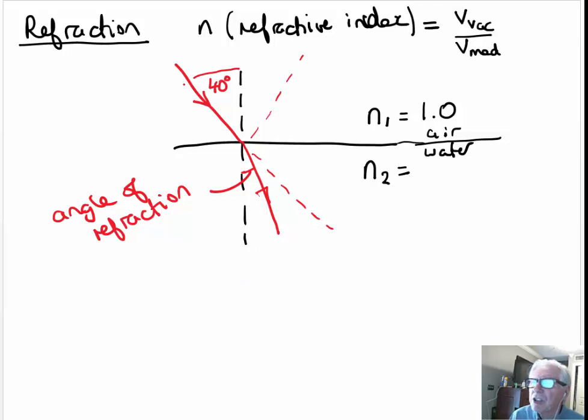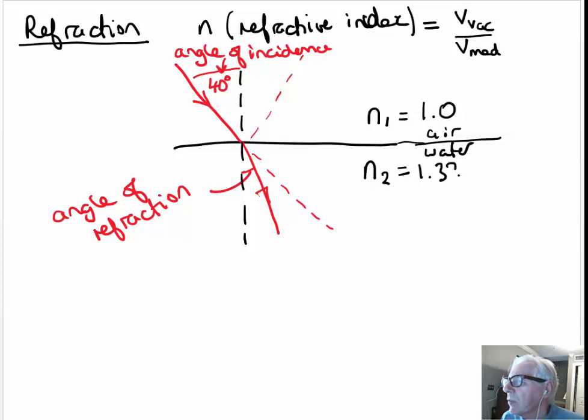I'd like to find the relationship between the angle of incidence, the angle of refraction, n1 and n2. Usually the n value for water is 1.33. Let's go back to the experiment.